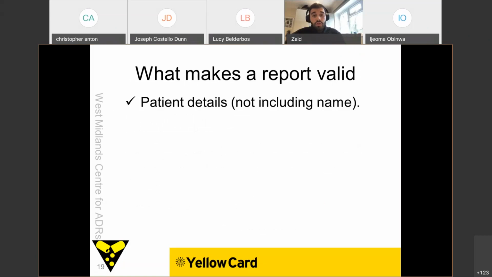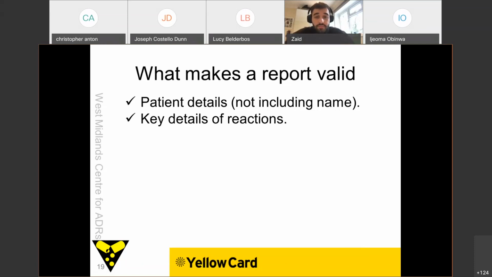So there are four main aspects that make a report valid for the MHRA to process your yellow card report. The first one is patient details. It's important to note that these are very brief patient details so that the patient cannot be identified, as the yellow card scheme is an anonymous scheme. So just something like an initial would be enough, and you don't need anything like a full name or an NHS number or an address. Simply an initial will be sufficient.